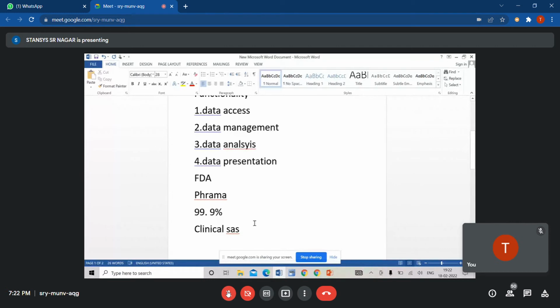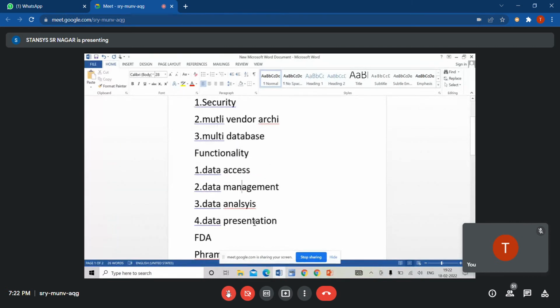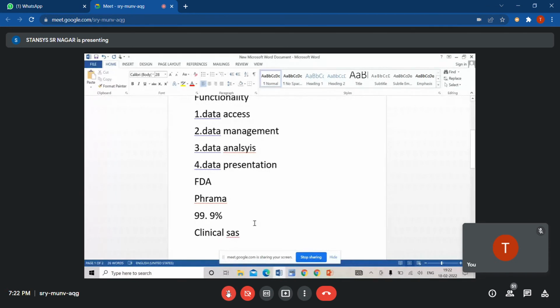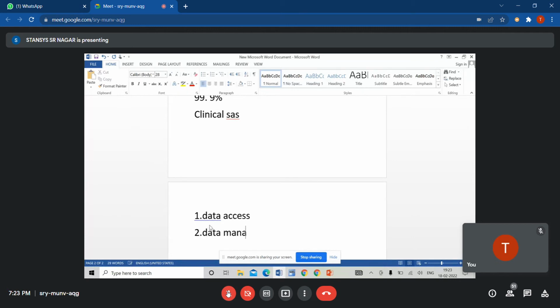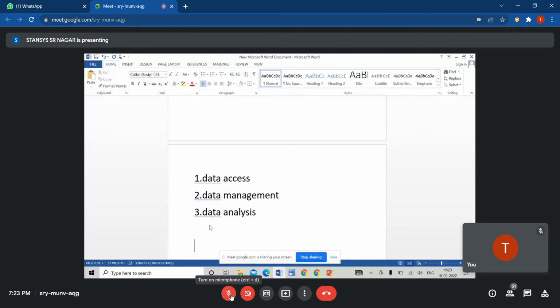So these are the reasons why you are using the SAS in the market. Before you learn any software, you must know its features completely, not only the SAS but any software. Now I'll explain the functionality of the SAS. It has majorly 4 steps: first is data access, second is data management, third is data analysis, and fourth is data presentation.